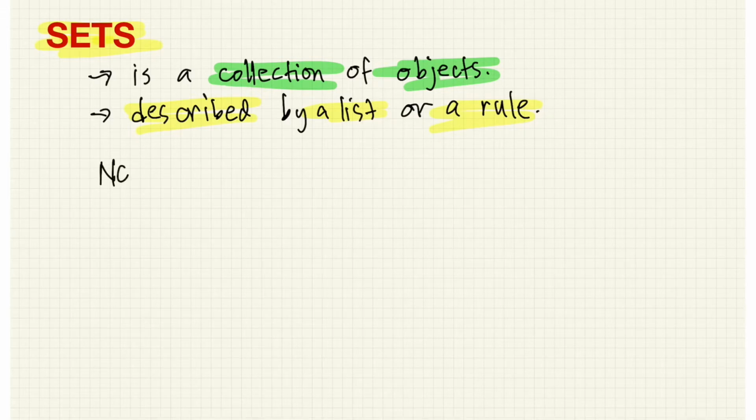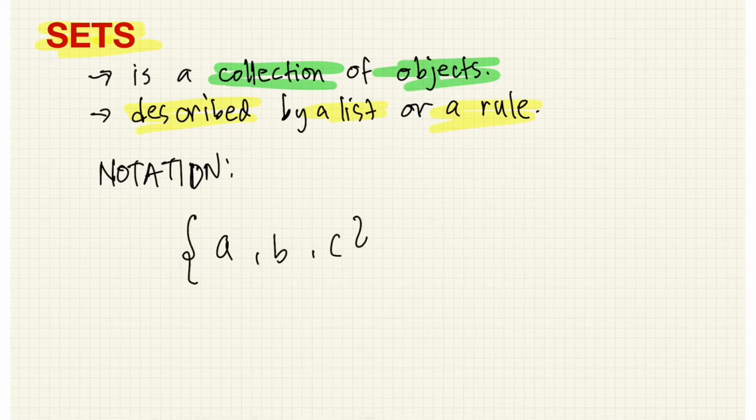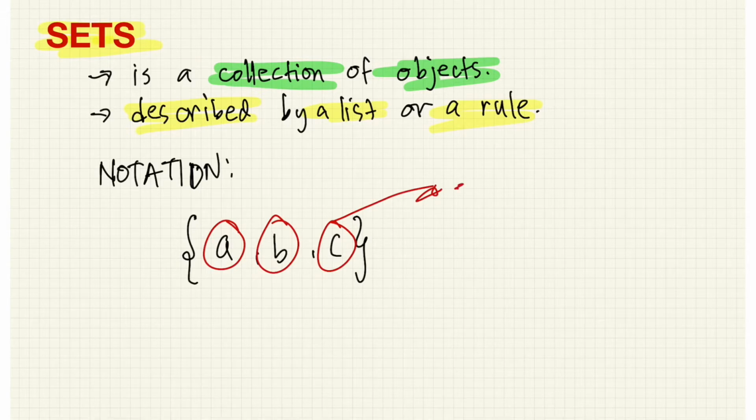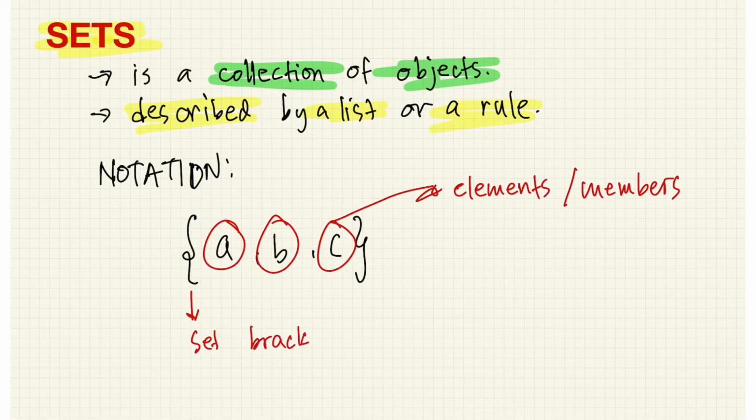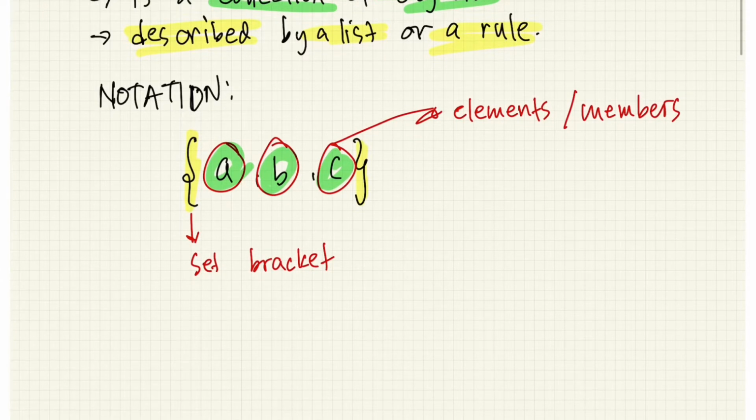Now, in our notation for sets, we have A, B, and C. The A, B, and C here are called elements or members. And this one here is what we call the set brackets. This is what composes a set: we have elements or members, and the brackets that enclose the elements inside.